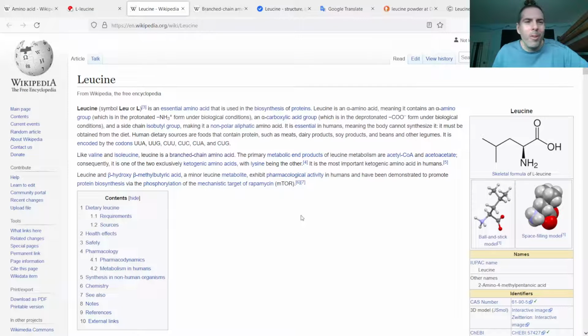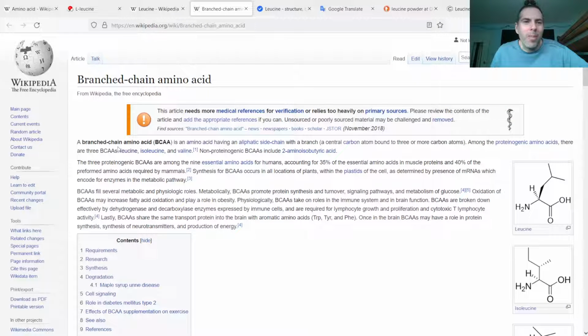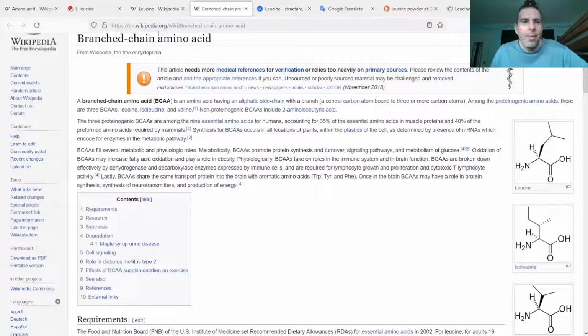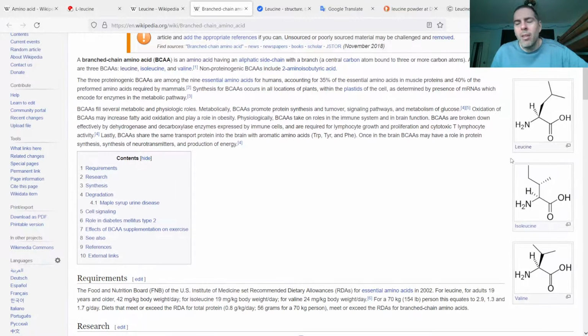Here's the Wikipedia page for leucine. I don't really have anything to say about it on this page. So it is a branched chain amino acid, meaning that the side chain is a branched hydrocarbon chain that does not have any cyclic loops in it. So it's grouped into a category with isoleucine and valine, which share that characteristic.